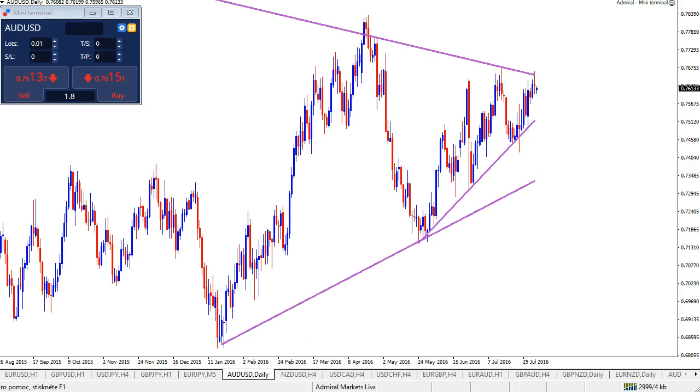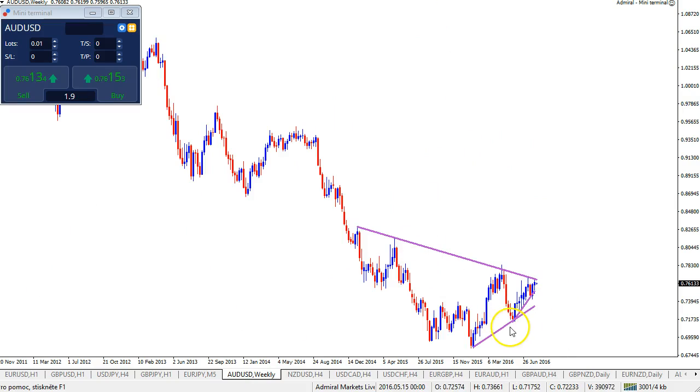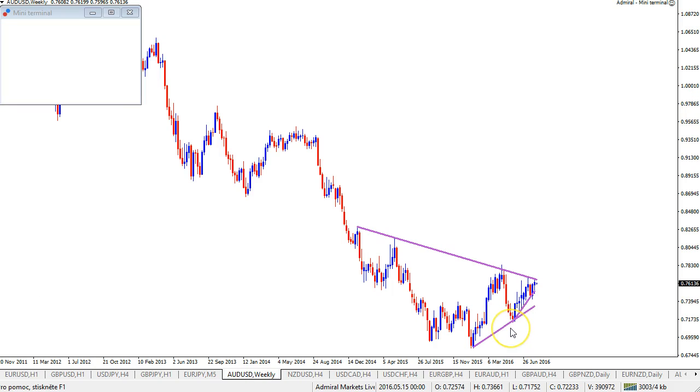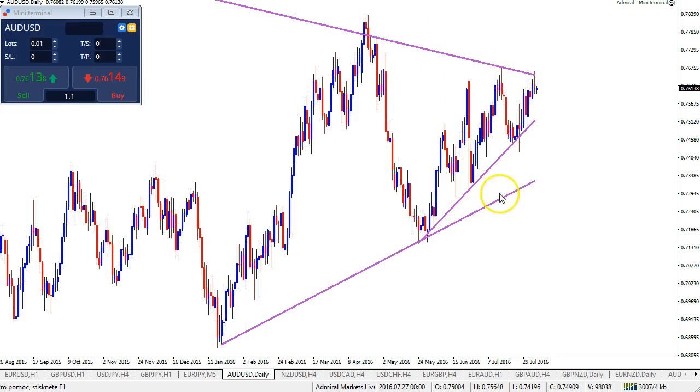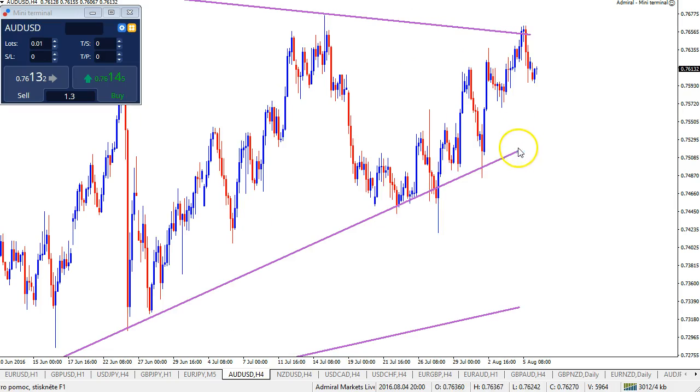Last but not least, the Aussie is still stuck in a triangle here, despite the Aussie interest rate decrease, just like the Bank of England did. Aussie still not really moving that much. It had some bearishness because of that, but ultimately still stuck in this triangle, and I don't think it's particularly interesting to trade at this point.